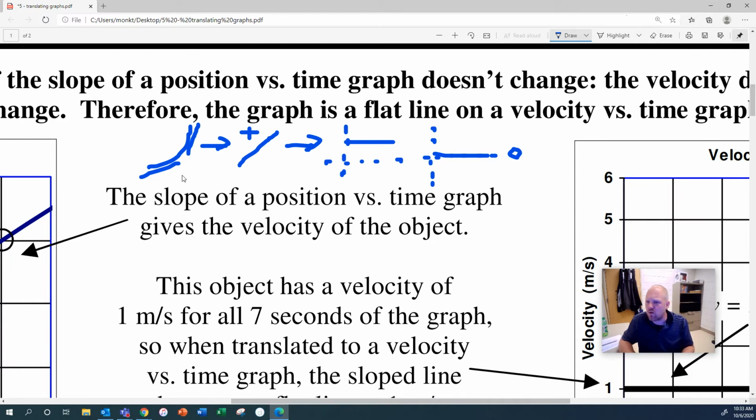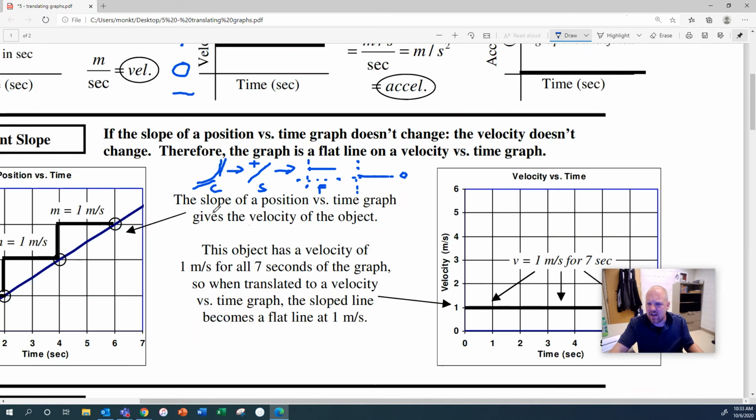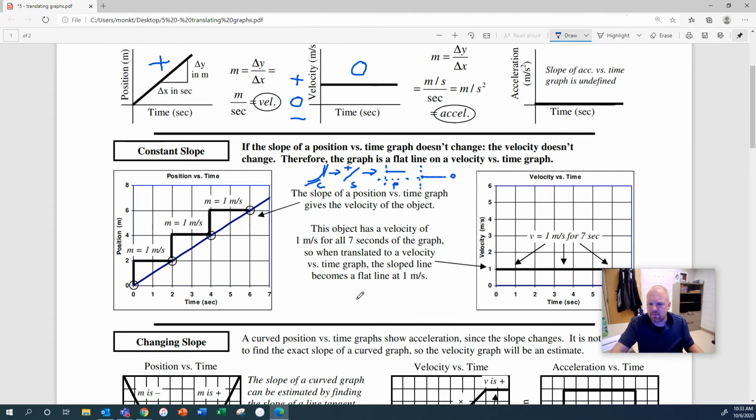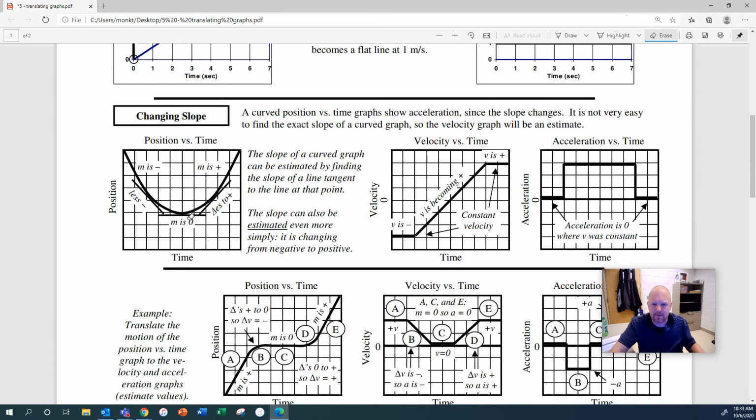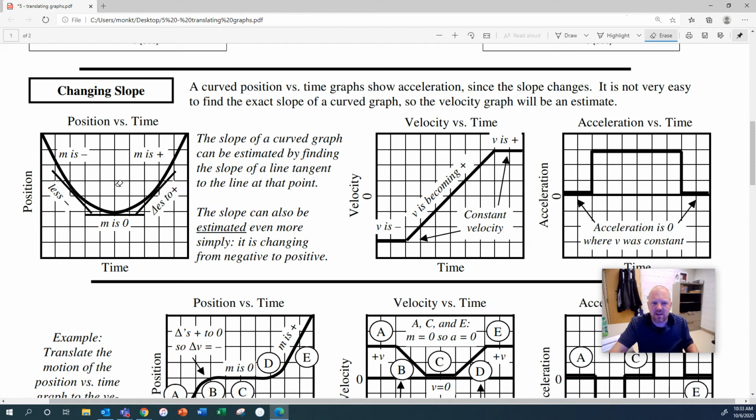Just the pattern as we go through these problems will make sense as you rewatch this or as you see some examples: curved lines become sloped, sloped lines become flat at that slope, and flat lines become flat at zero. As you watch some examples and come back to this, it should hopefully make some sense. Let's erase that real quick. Scrolling down a little bit, just one example here, and this is where it might start to make sense. It says changing slope.